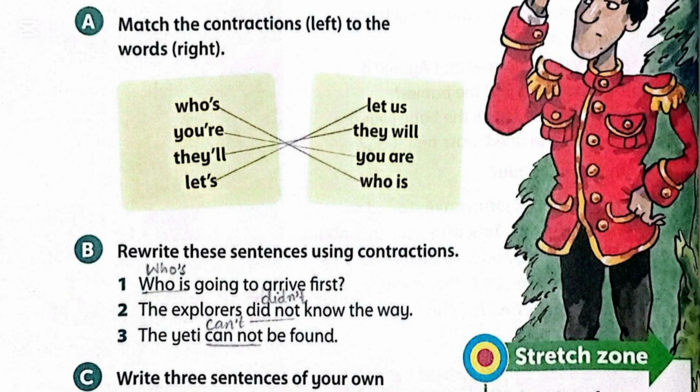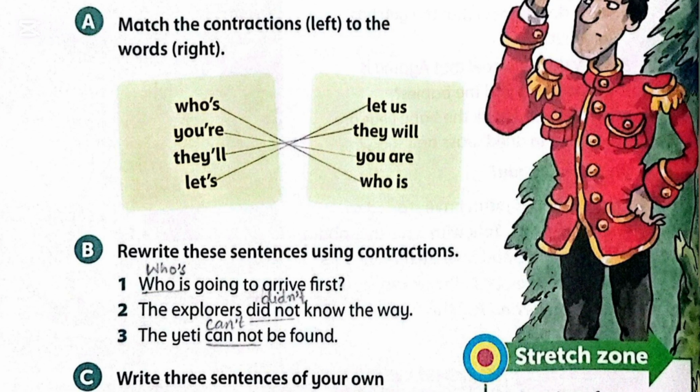Now move to Exercise A. Match the contraction on the left to the words on the right. So there is a contraction in the left box, and there is the full form of that contraction in the right box, so we have to match them. First word is "whose." It's the contraction of "who is." Second word is "you're." It's the contraction of "you are." "They'll," "they will"; "let's," "let us." So these are the contractions and those are the full forms of those contractions.